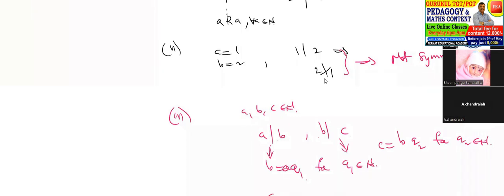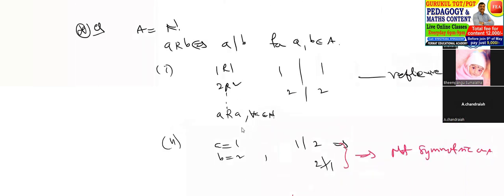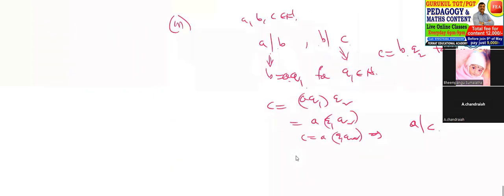C equals, substitute the B value in this equation. What do you get? A Q1 into Q2. Therefore, C equals A Q1 Q2. Therefore, what does it mean? A divides C. So whenever A divides B and B divides C, automatically A divides C by the division algorithm. Right? So therefore, it is transitive. So it is reflexive, but not symmetric, and it's transitive.